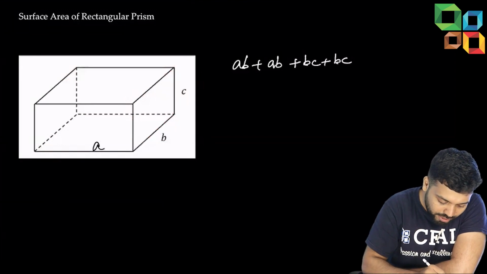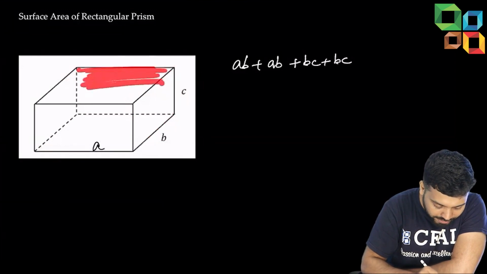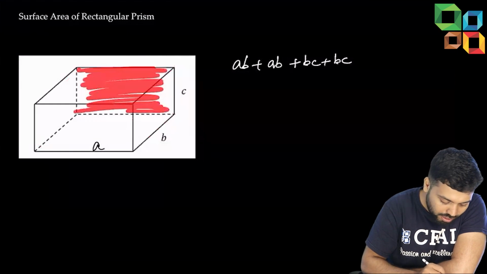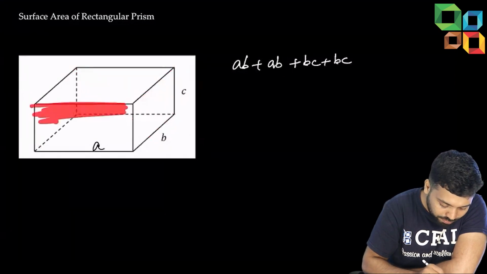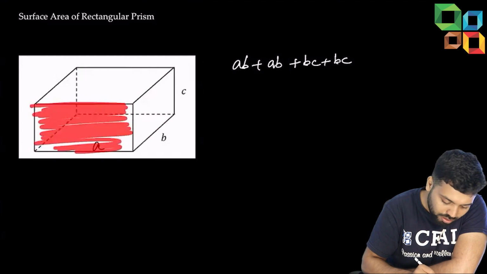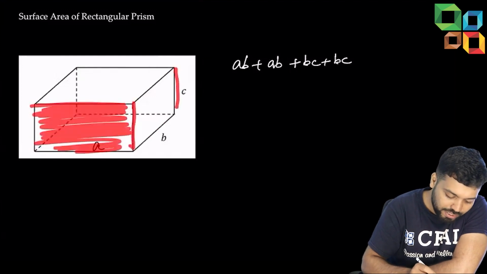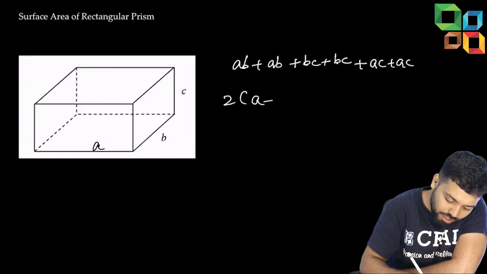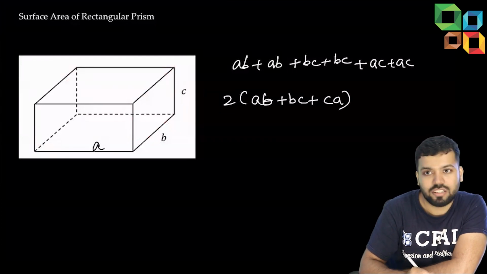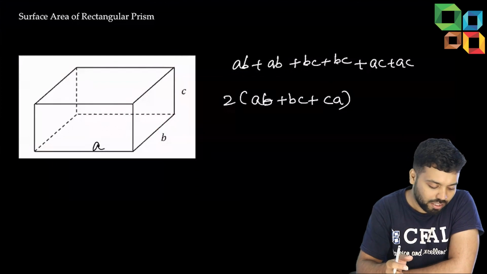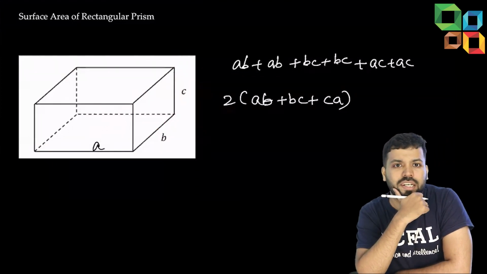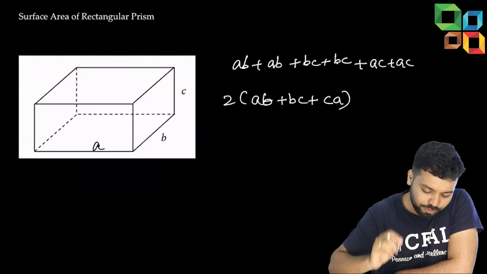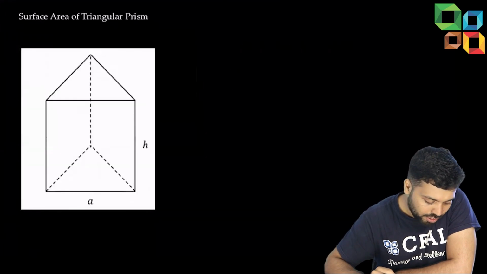Now, if you check this back side and this front side, so this height is C, even this height will be C. So we have AC plus AC. So 2 times AB plus BC plus CA. So this is the formula for surface area for rectangular prism. Anyways, again, straightforward observation. So we'll move on to the next one.